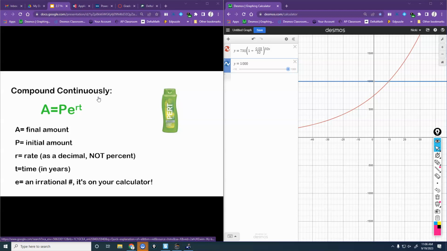I do have a short little video. We may watch it tomorrow if we got time, but we may not. So the idea, it's a whole calculus idea. The proof of it is calculus. It's a little hard to explain. But we can compound continuously. So, every second, every millisecond, every tiny nanosecond, right? So if we do that, it's called compounding continuously. And if we compound continuously, we do not use the regular formula. We use this formula: A equals P e to the rt. It is the PERT formula.